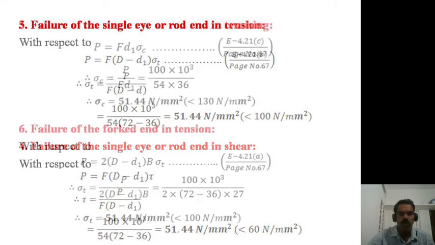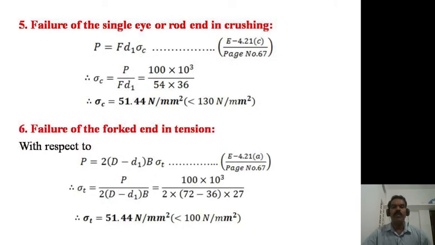Okay, now let us understand the fifth step, that is failure of the single eye or rod end in crushing. What is the formula here? Load is equal to area into crushing stress. Therefore P is equal to, area means F into d1, into sigma C, because crushing stress is going to be applied. Therefore in this formula we have to calculate sigma C.